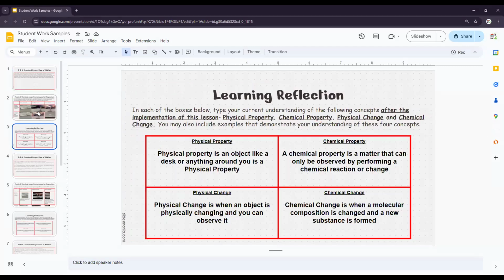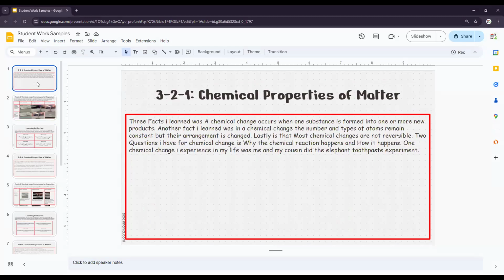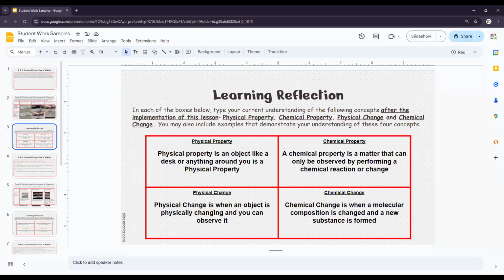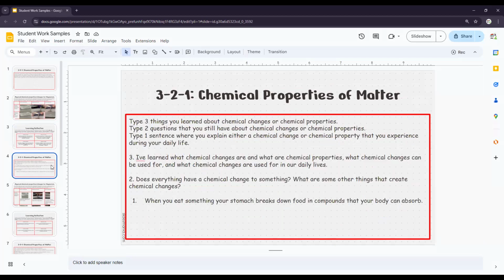Overall, I was very satisfied with their responses for the chemical properties of matter. Here, they took great pictures of what happens during the combustion of magnesium: the before, the during, and the after. I'm pretty sure that if I asked the students to describe what they saw, they would be able to tell me. And in the learning reflection, what I like about these answers is how they're using their own understanding. My sophomore is a little more organized, as they numbered everything: the three things that they learned about chemical changes, the two questions that they have, and the one example which they related to the digestion process.